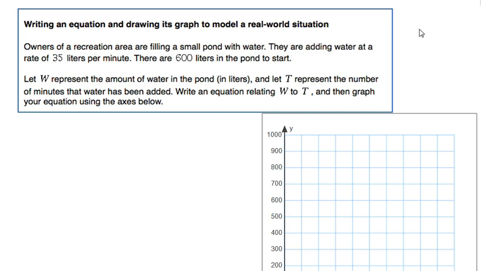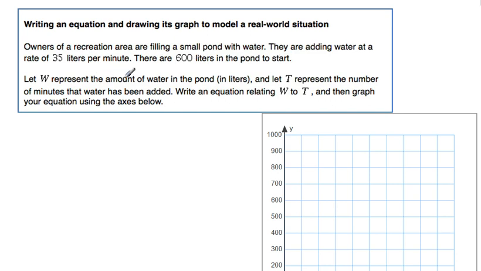This is another problem from Module 5, writing an equation and drawing its graph to model a real-world situation. Owners of a recreation area are filling a small pond with water. They're adding water at a rate of 35 liters per minute. There are 600 liters in the pond to start.